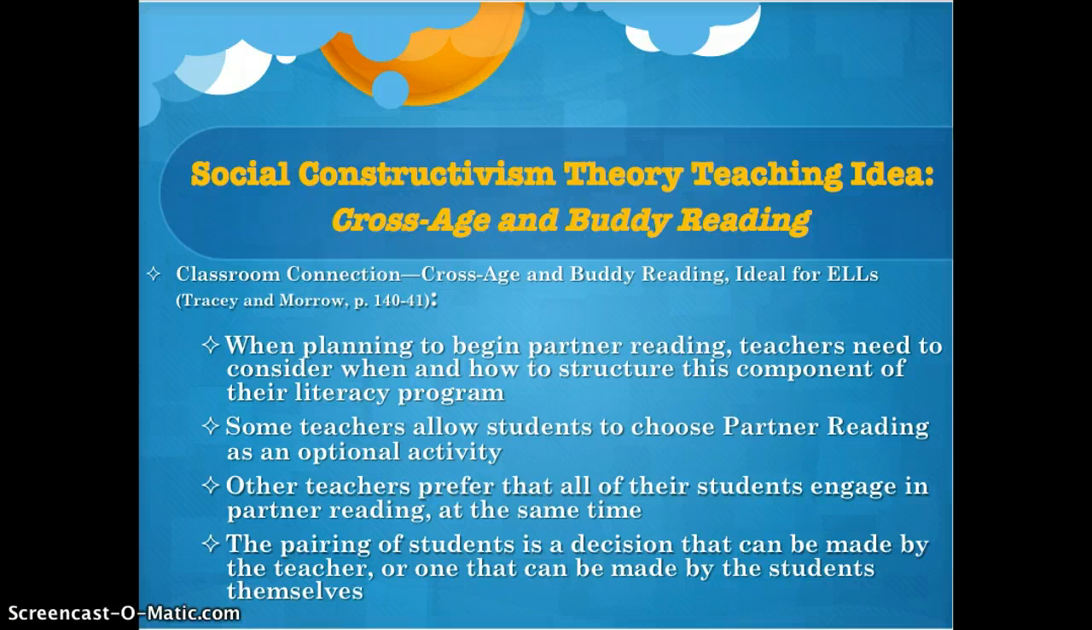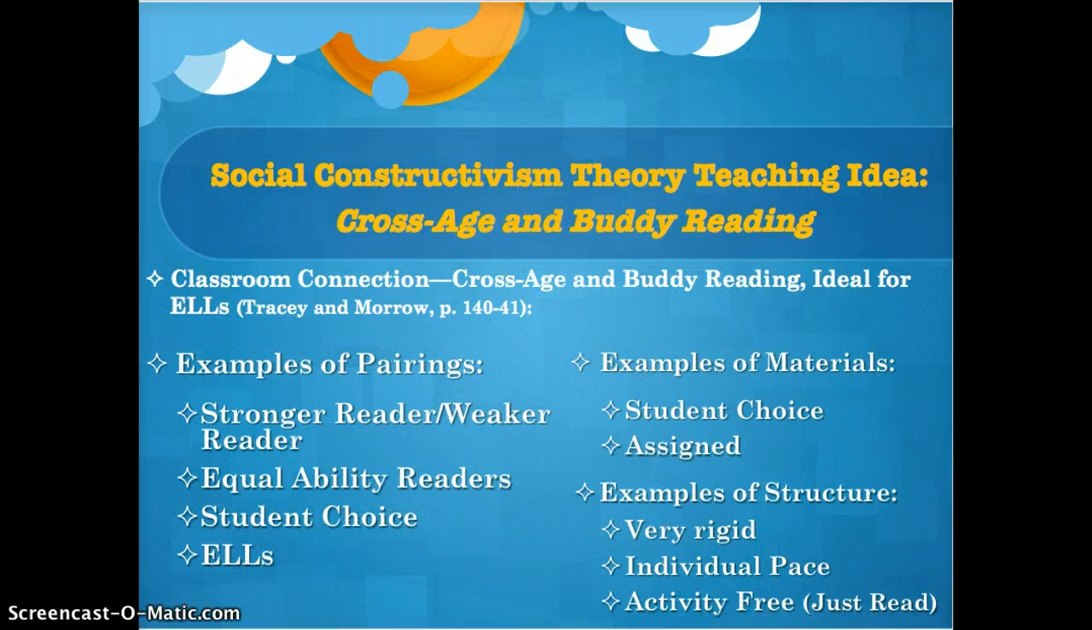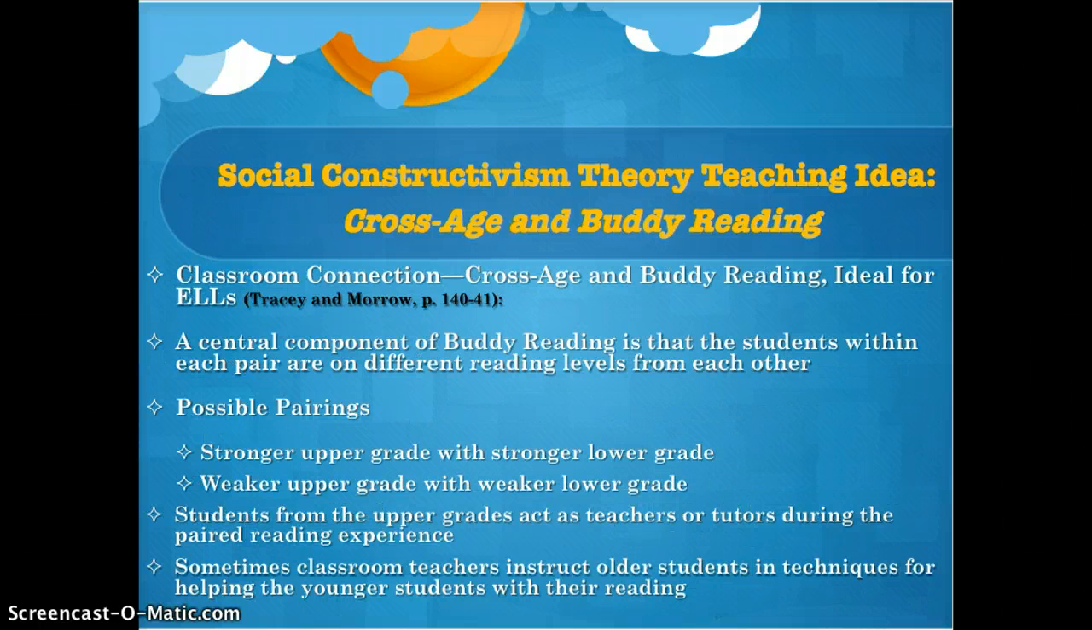The pairing of students is a decision that can be made by the teacher or one that can be made by the students themselves. Examples of pairings: stronger reader with a weaker reader, equal ability readers, student choice, and ELLs. Examples of materials: student choice and assigned. Examples of structure: very rigid, individual pace, and activity free, where students just read.